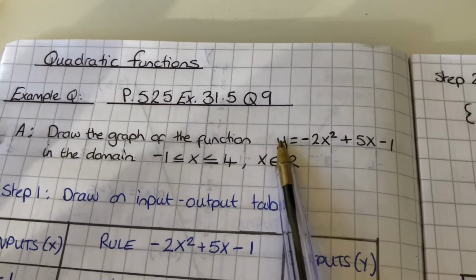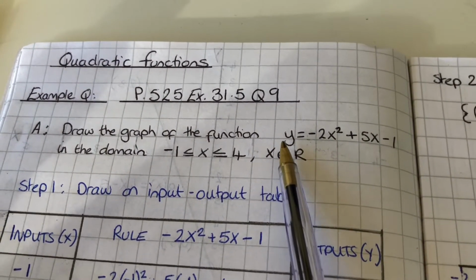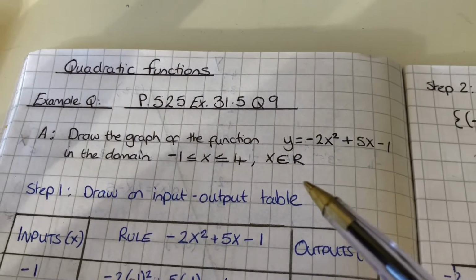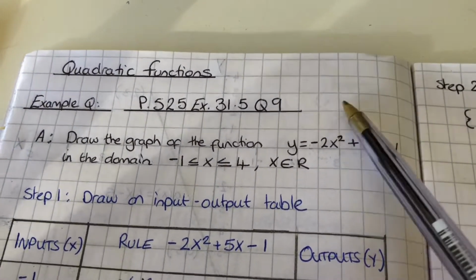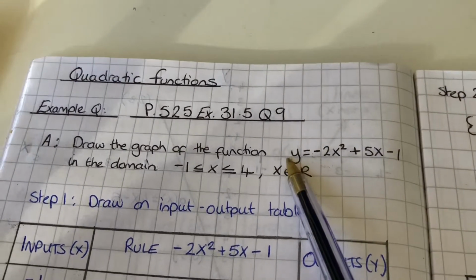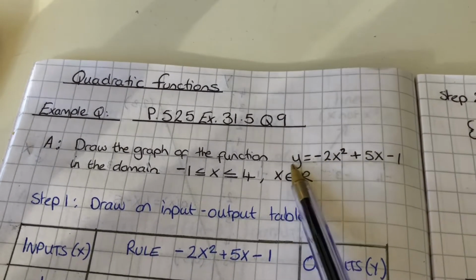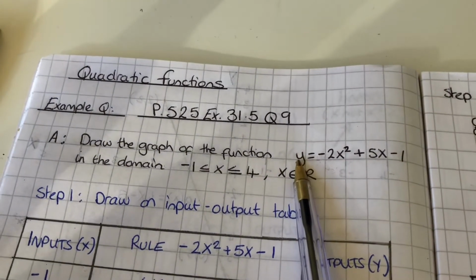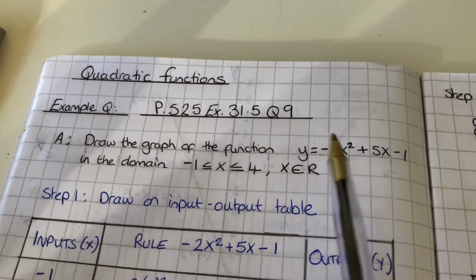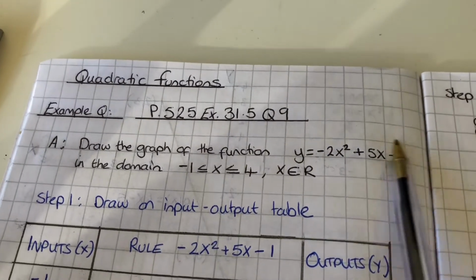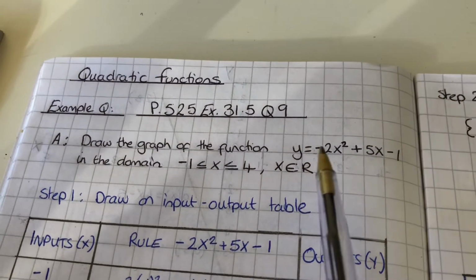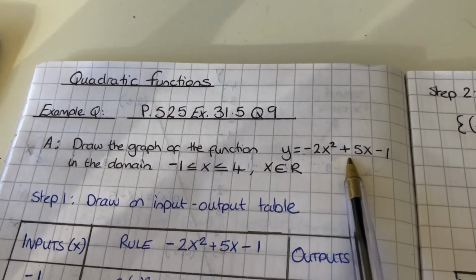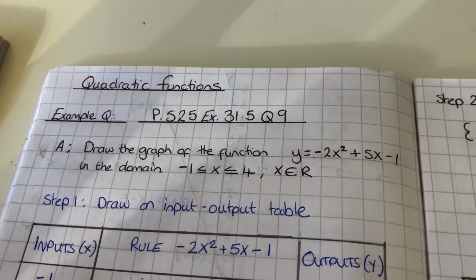Now we see that we don't have f of x, g of x or h of x, we simply have y. Remember that f of x, the f with the bracket and x inside of it, is exactly the same as the y. It both means the output. So the outputs of this function are as a result of the rule, which is the right hand side of this equation. And we've got minus 2 lots of x squared plus 5 lots of x minus 1.